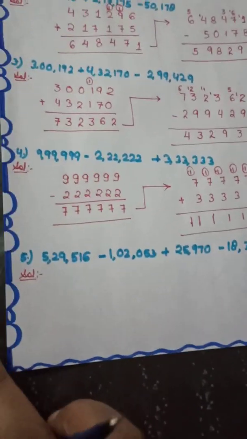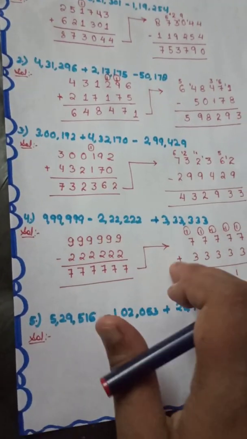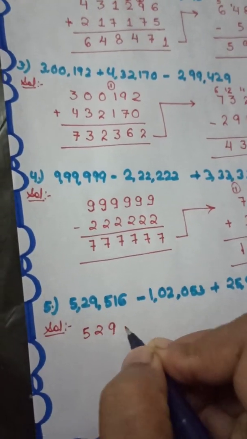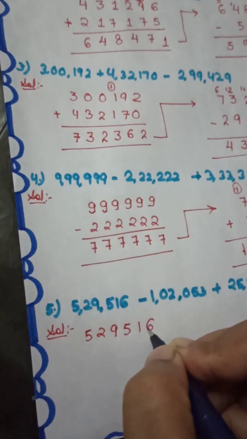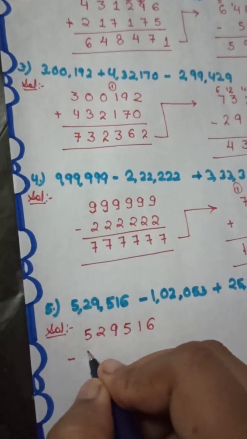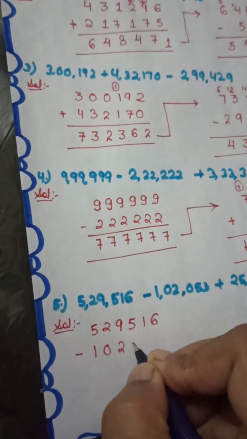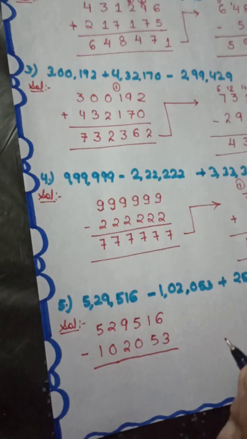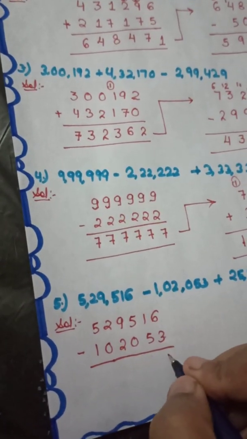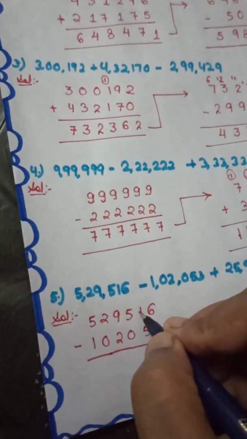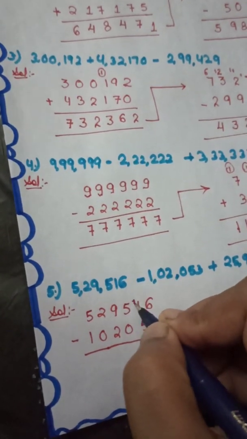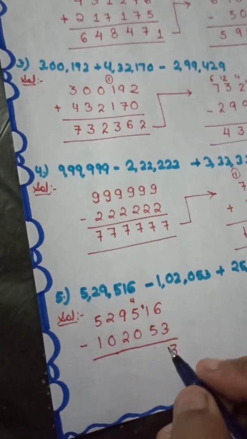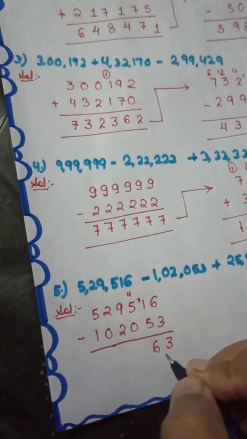But here I am doing it in this way only. Okay, see, 529516, and we have to subtract 102053 from here. 3 subtracted from 6, 3. Okay, we cannot subtract 5 from 1, so we'll take one borrow. It will become 11, and 4 will be left over here. 5 subtracted from 11, 6.